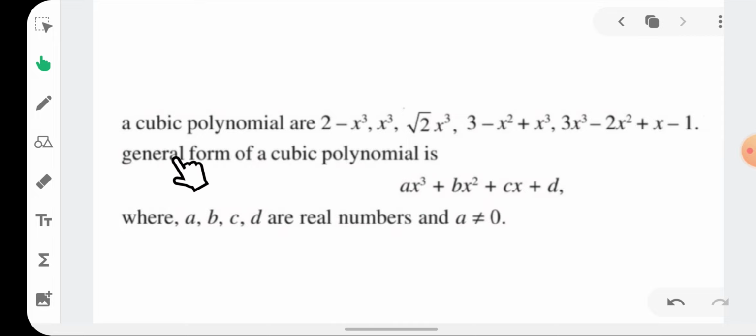In the same way, the general form of a cubic polynomial is ax cube plus bx square plus cx plus d, where a, b, c, d are real numbers and a is not equal to 0. So in this video we have discussed polynomials: linear polynomials, quadratic polynomials and polynomials of degree 3, cubic polynomials. In the next video we will learn about the zeros of a polynomial and their coefficients, and the relationship between the zeros of polynomials and the coefficients of polynomials.